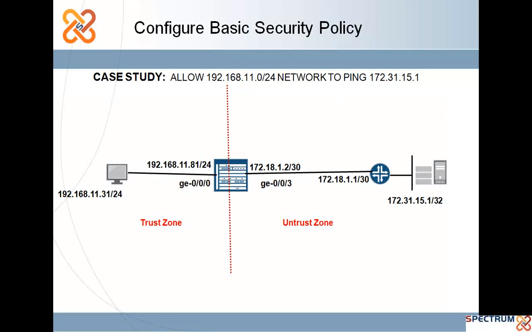Let us look at the case study once again. We are going to configure an address book for the computers in the 192.168.11 segment in the trust zone. Similarly, we are going to configure an address book for the server in the untrust zone.